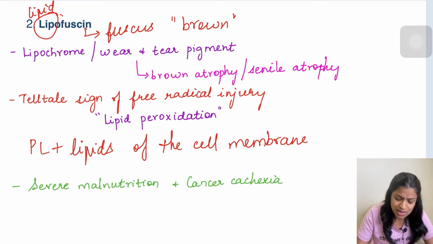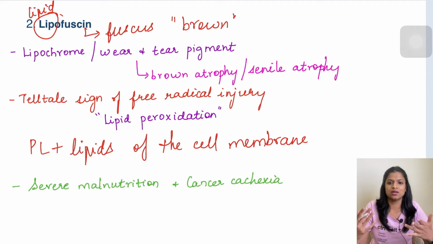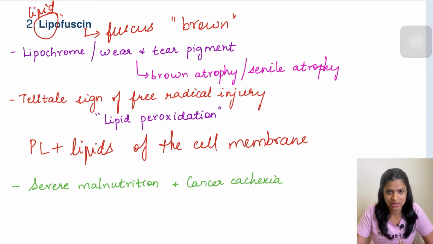So it is also called brown atrophy. Why? Because this pigment is actually brown in color. And why is it called senile atrophy? Because as the patient ages, the free radical injury also tends to accumulate over the years, right? So when the patient ages, the free radical injury accumulates, and that will result in the accumulation of this lipofuscin, which was the telltale sign of free radical injury.